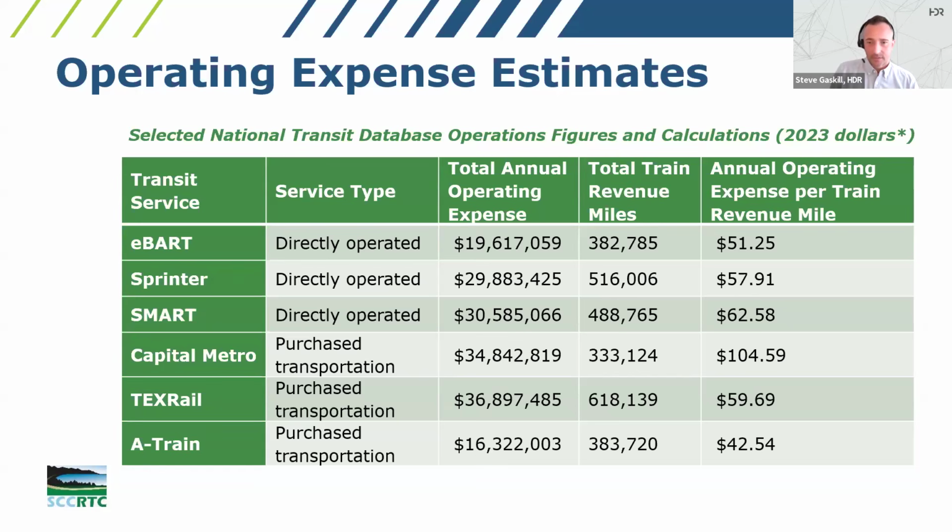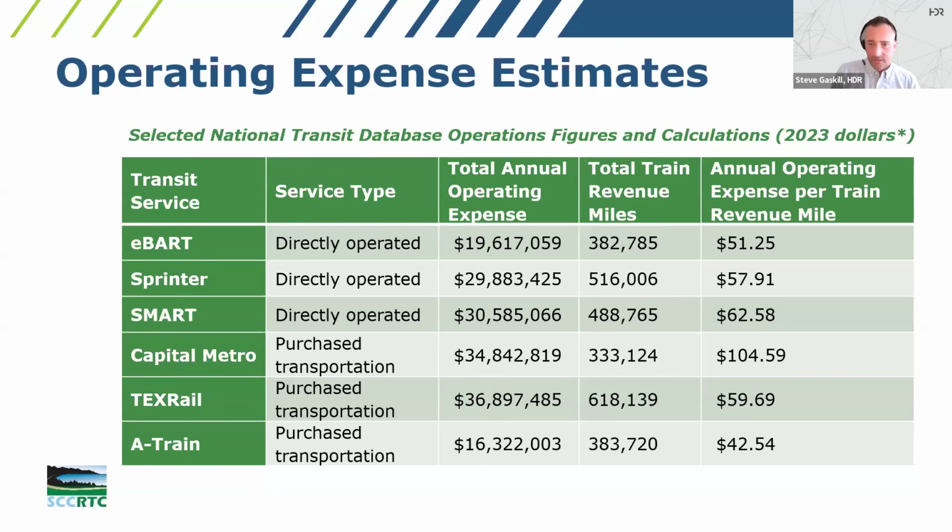For a purchased transportation service, that means that, for instance, while Capital Metro is the overall owner of the transit service, they are contracting out to another entity to actually operate the service. So those folks are not direct employees of Capital Metro. And so we can see there's a broad range of annual operating expenses per train revenue mile here, although most of them are falling in the $50 to $60 range.